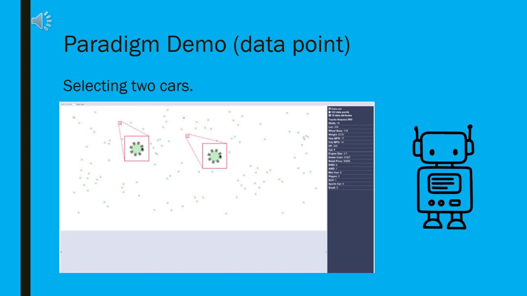Okay, let me show some simple actions for this software. And let's get started with data point selection. Suppose our dataset is about cars. Suppose we want to select 2 cars. Then 2 data points corresponding to 2 cars will be surrounded by dotted line.